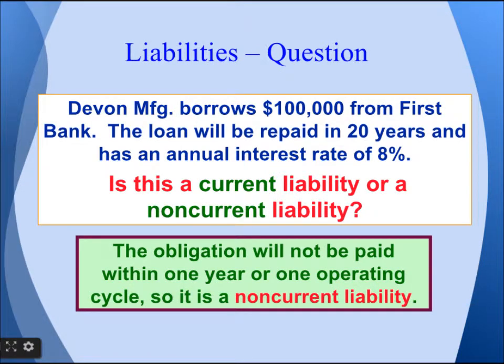So let's see an example to understand more on what is a current and non-current liability. There is a company called Devon Manufacturing, which borrows 100,000 from First Bank. The loan will be repaid in 20 years and has an annual interest rate of 8%. Is this a current liability or a non-current liability? Since the obligation will not be paid within 1 year, because the loan will be repaid in 20 years, it is not less than or equal to 1 year, so this becomes a non-current liability, not a short-term liability.